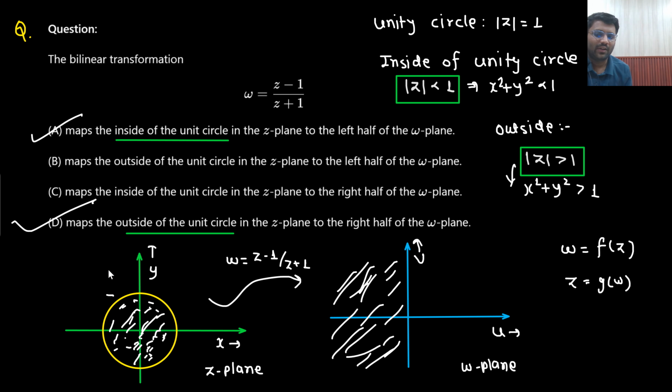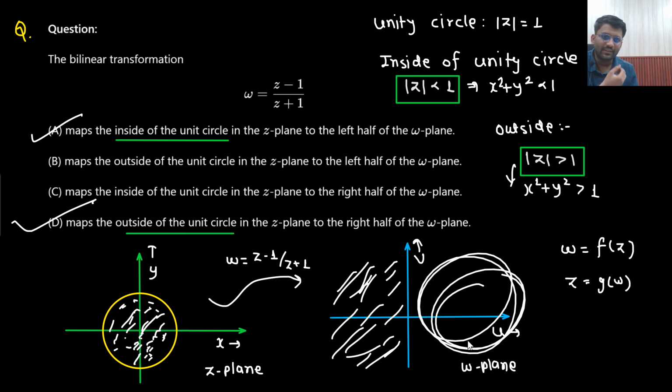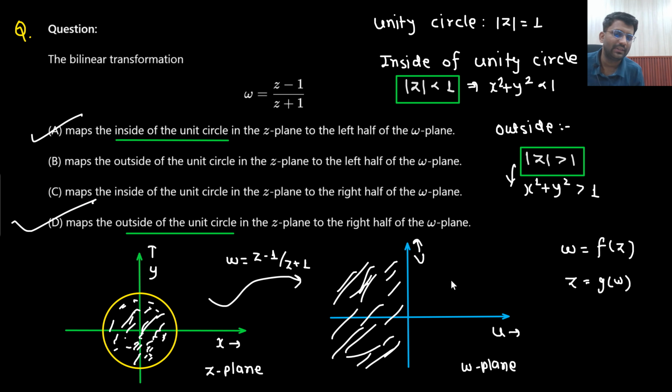What is the meaning of outside? Outside means this, and it will map the outside of the unit circle in the z plane to the right half of the omega plane. Yes sir, u greater than 0 will become the right half of the omega plane. This is your right half, and this is your left half. So right half, left half. Are you able to understand this point? So mode of z less than 1 has been plotted in the left half of the omega plane, and mode of z greater than 1 has been plotted into the right half of the omega plane.